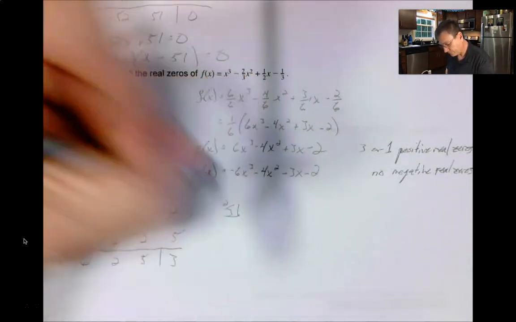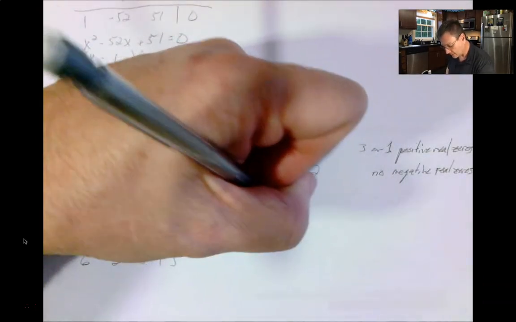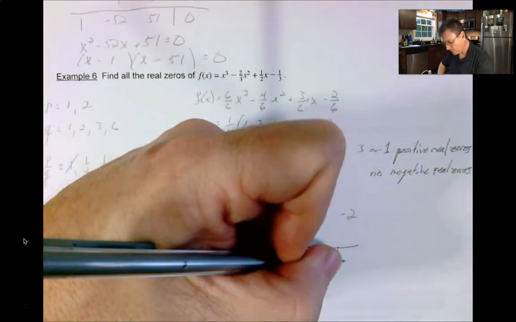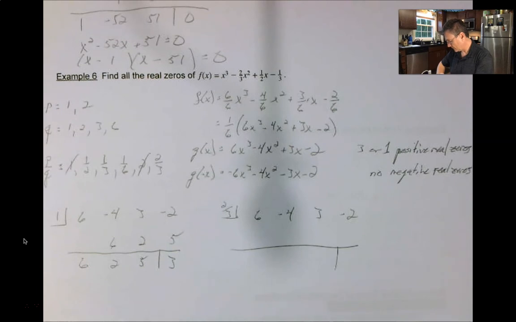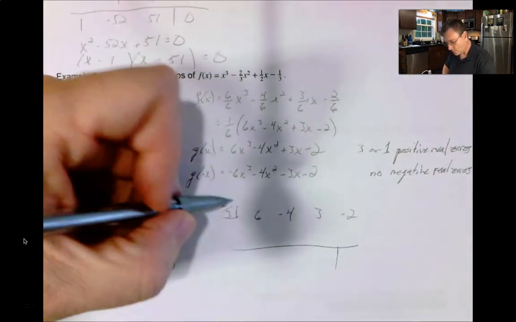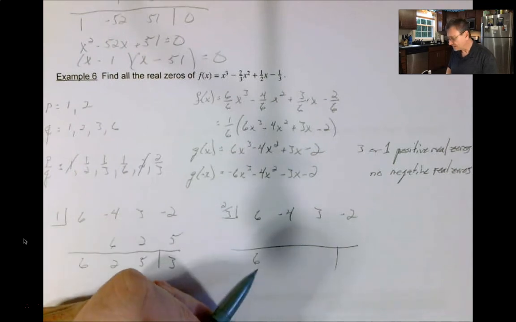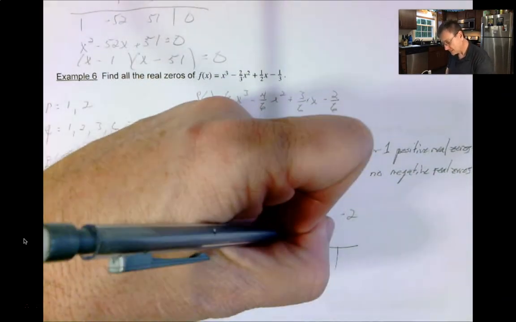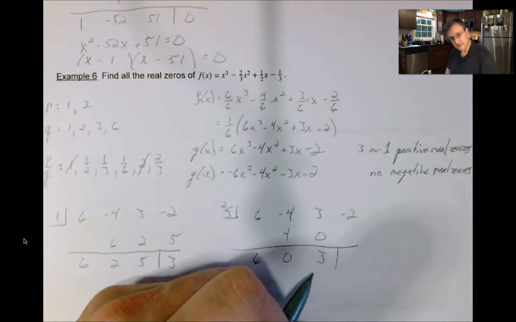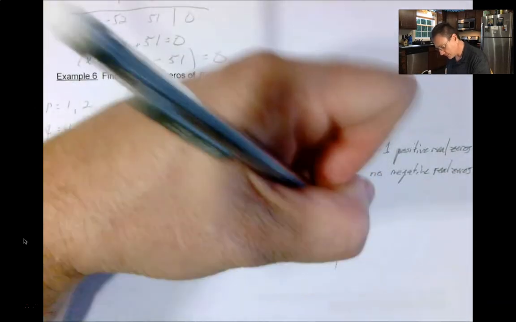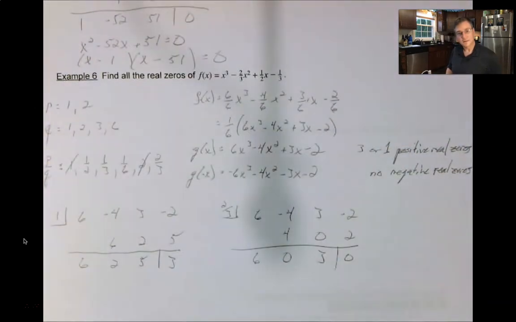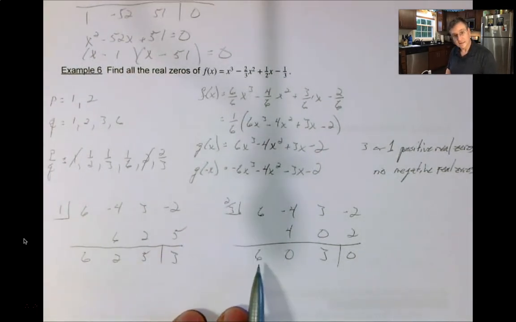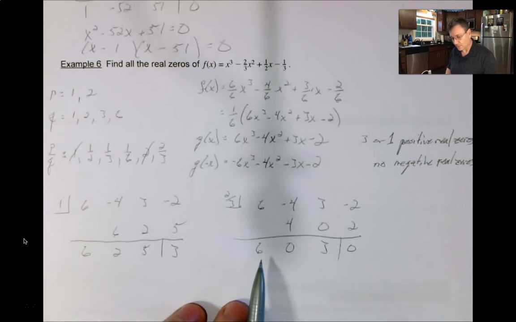It's 2/3. 6, negative 4, 3, negative 2. And pull down the 6. 2/3 times 6 is 4. 0, 0, 3. 2/3 times 3 is 2, 0. I found a 0. 6, this is now x squared, this was cubic, now quadratic.